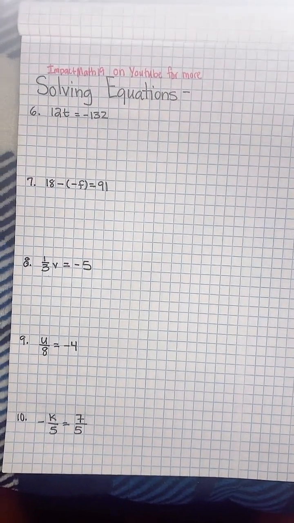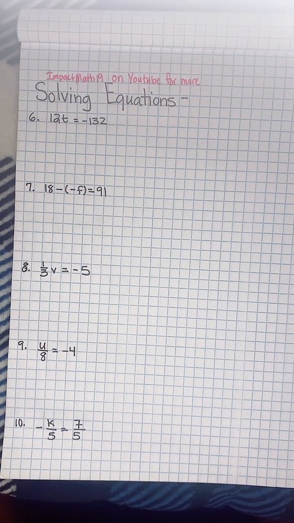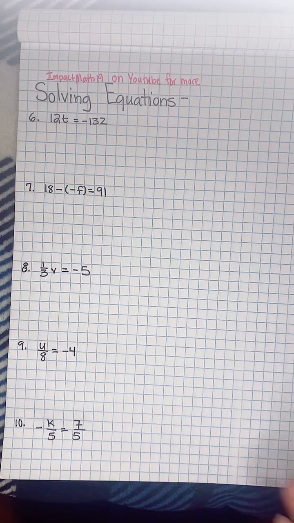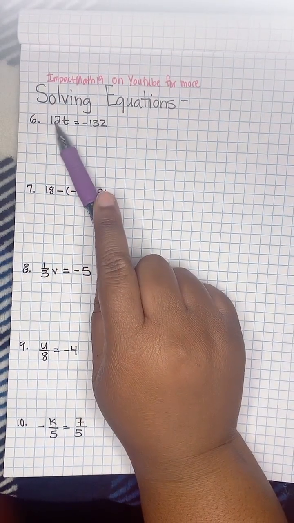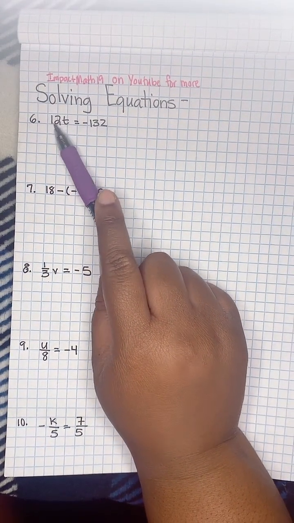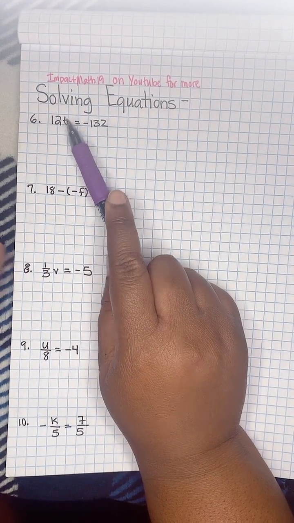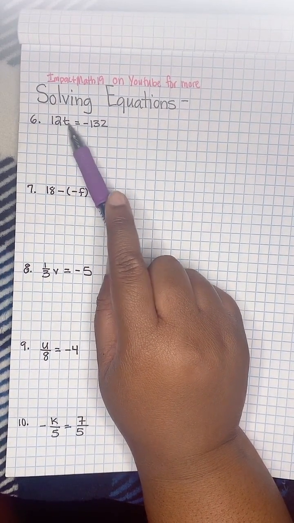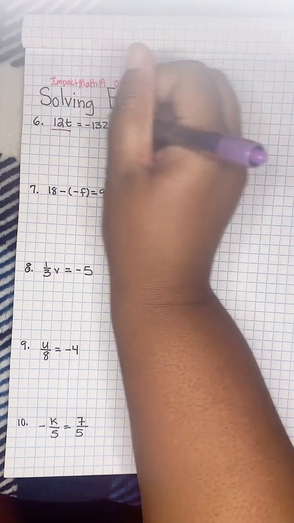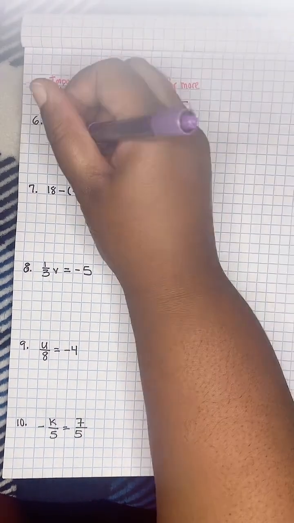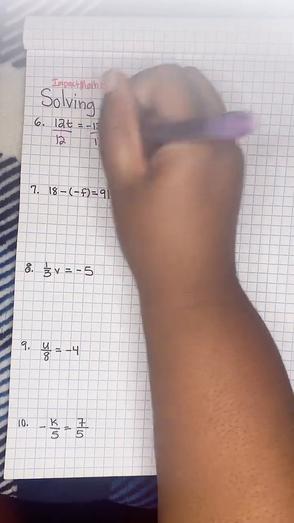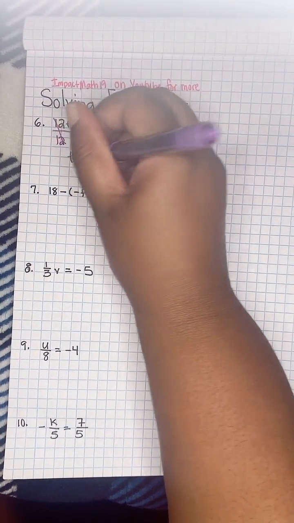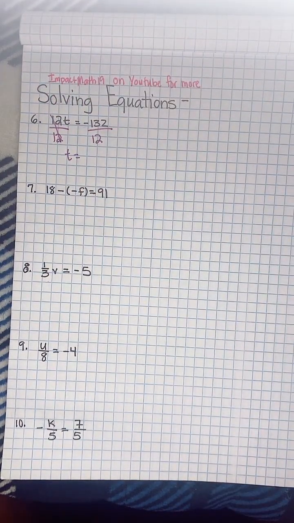Okay, there it goes. So number 6, okay? We have a variable. This is called a coefficient, okay? Just means a number attached to a variable. That means they're multiplied. So we're gonna undo that with the division, and we're gonna divide by 12. Can I see some answers in the chat for number 6? What do we get?